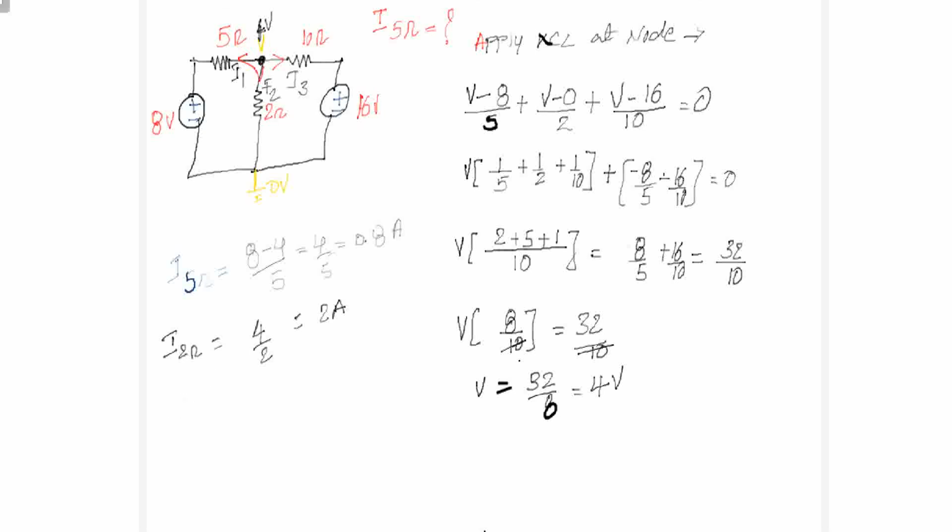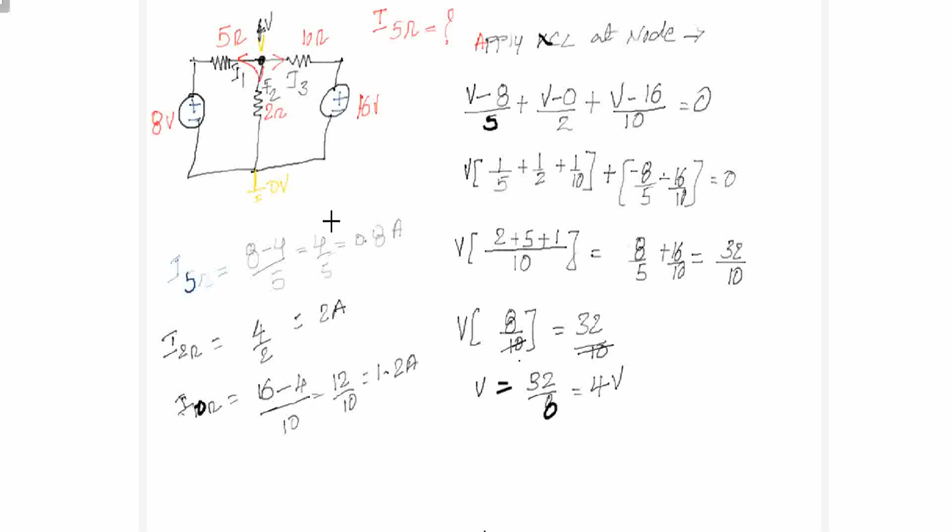Next, I3, that is the current in 10 ohms. Now tell me, we have taken the current direction from 4 volts to 16 volts, but actually the current does not flow from lower potential to higher potential. So the actual current direction is from 16 volts to 4 volts. So (16 minus 4) by 10, that is 12 by 10, which becomes 1.2 amps.